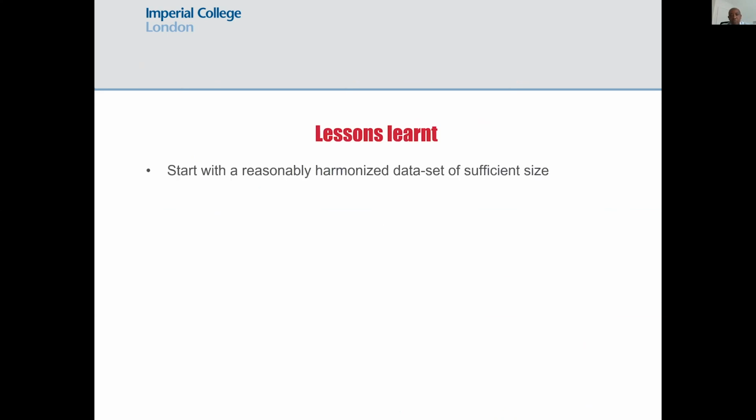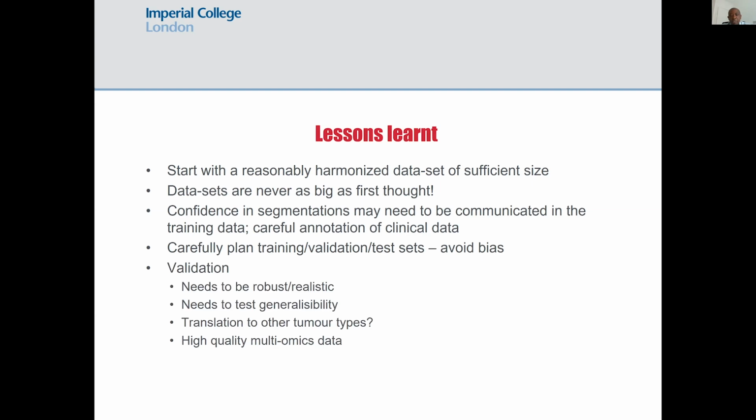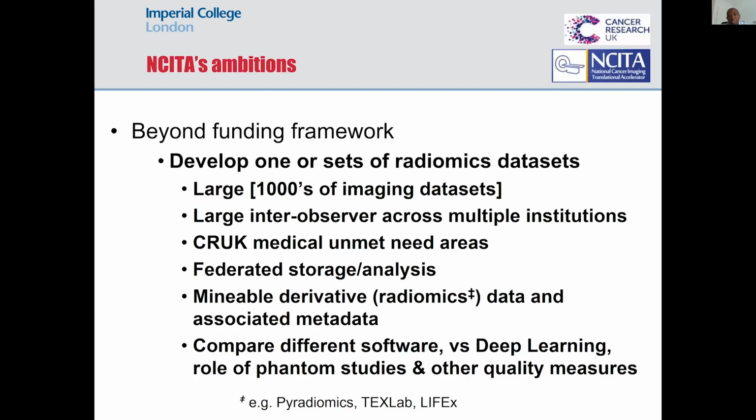So the lessons learned to end would be to start with a large data set, to have confidence in the segmentation and have a good plan for validation and testing. And one last slide is what we intend to do as NCITA, which is really beyond our original framework, is to develop these radiomic data sets, large enough data sets so we can test most of the sorts of challenges that I've outlined from multiple institutions and a lot of contribution.